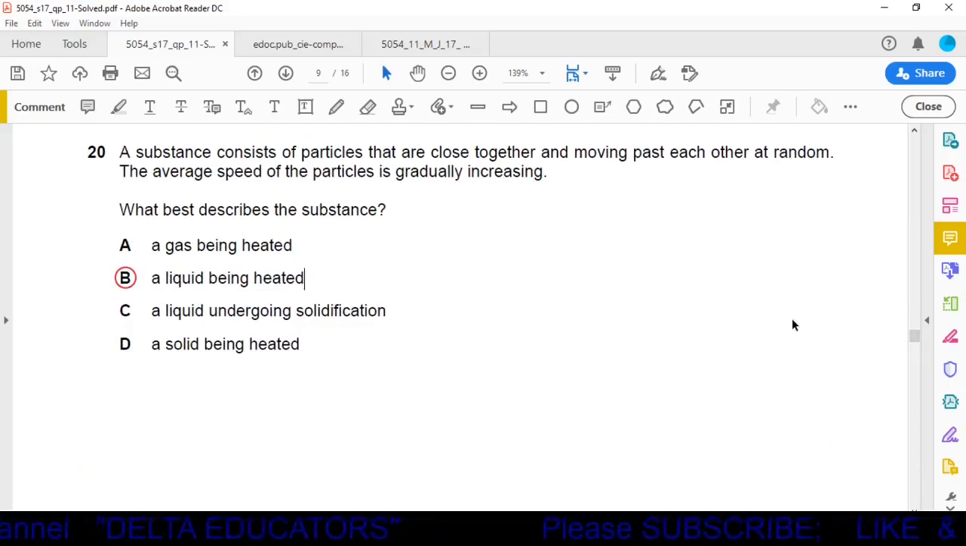Question number 20. A substance consists of particles that are close together and moving past each other at random. The average speed of the particle is gradually increasing. What best describes the substance? Option A, a gas being heated. Option B, a liquid being heated. Option C, a liquid undergoing solidification. Option D, a solid being heated.